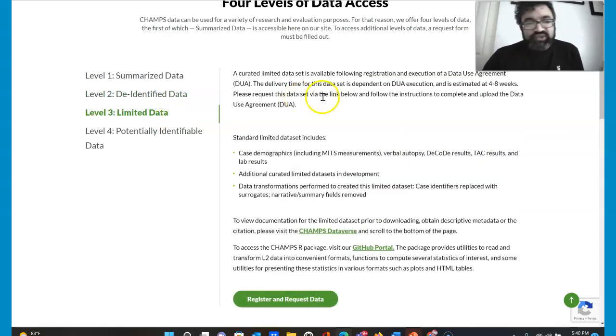There's also additional limited data, that's level 3. That requires a data use agreement, 4 to 8 weeks. You get access to some of the limited data sets, the TAC results, some of the very important molecular biology findings as well. And then data transformations performed to create the limited data set.